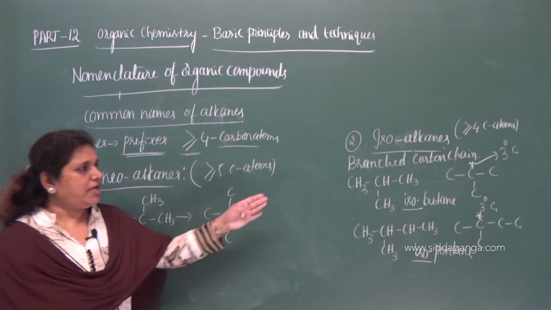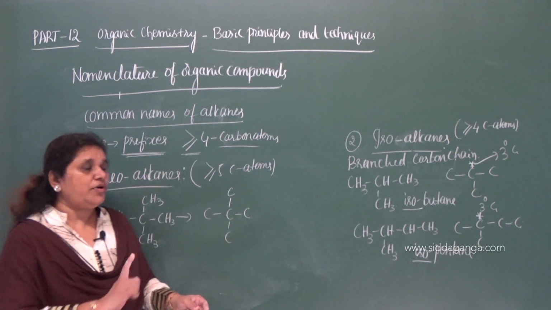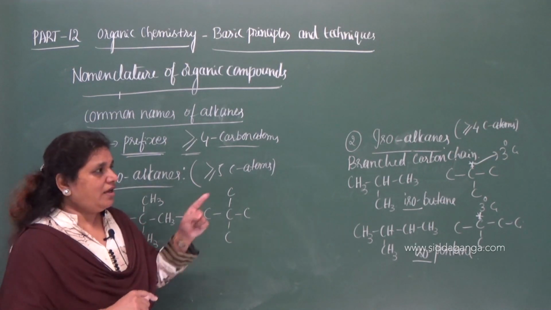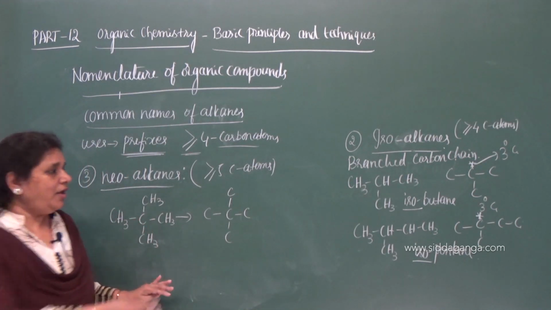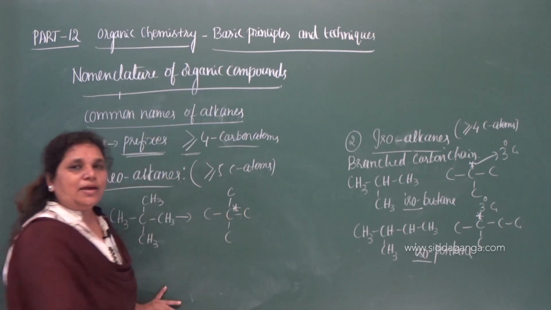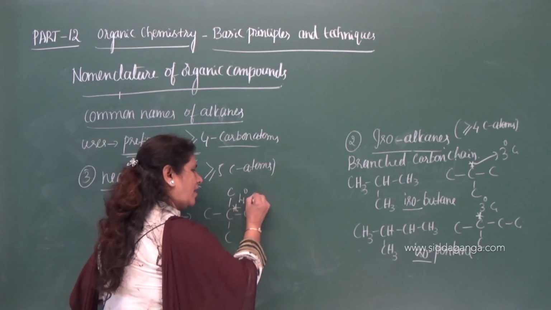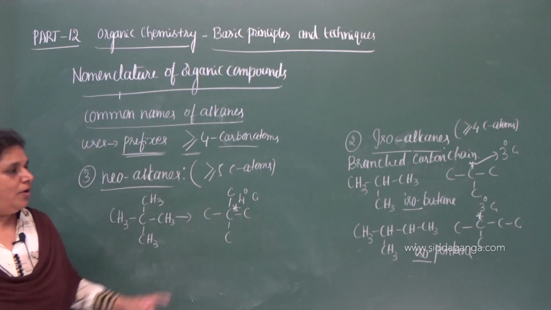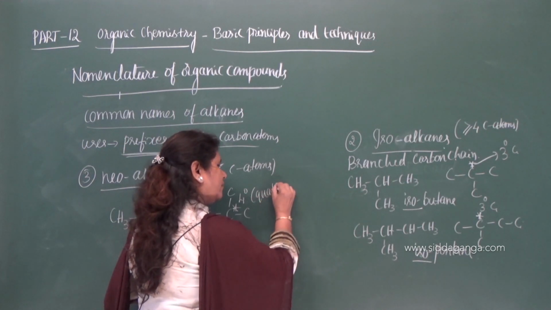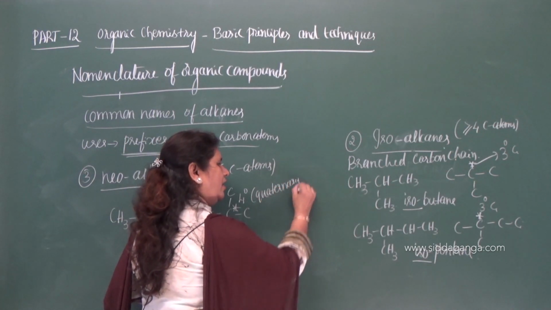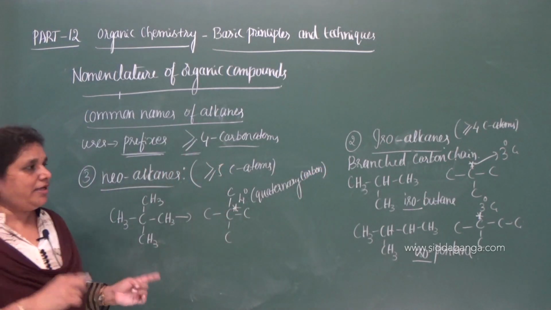Now, in both isoalkane and neoalkane, the carbon chain is branched. But how to distinguish iso and neo? In iso, the branched chain contains at least one tertiary carbon, whereas in neo, the branched chain contains at least one 4-degree carbon. What do you mean by 4-degree carbon? Quaternary carbon. Okay. What is the difference between isoalkanes and neoalkanes?